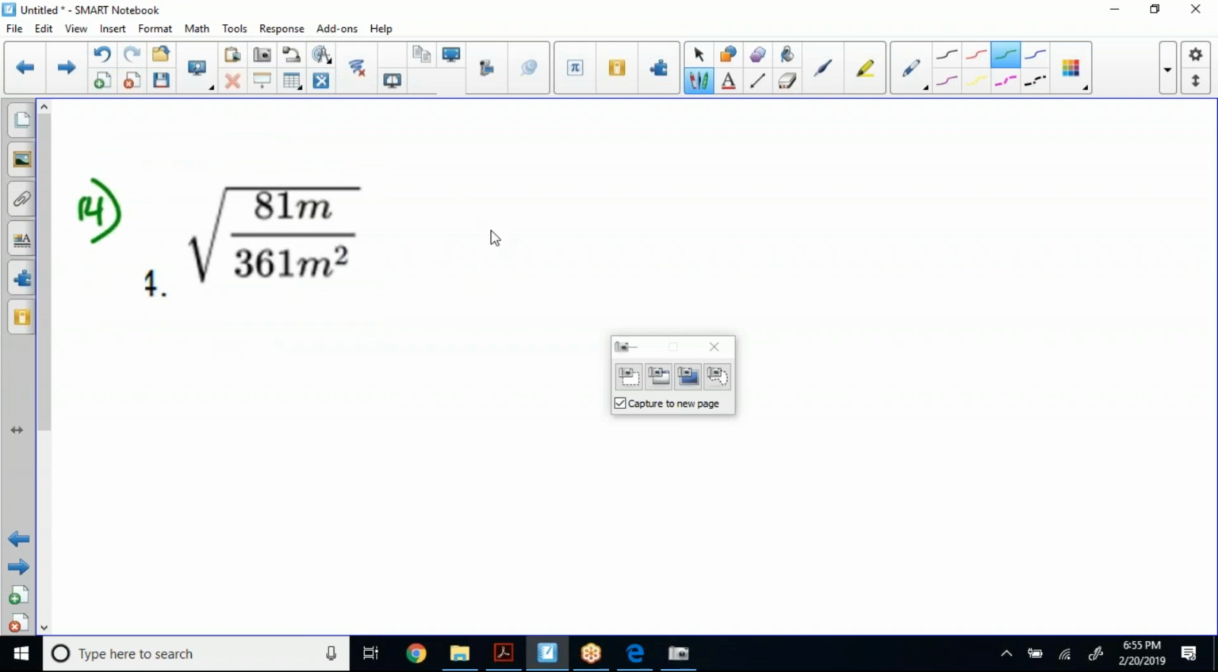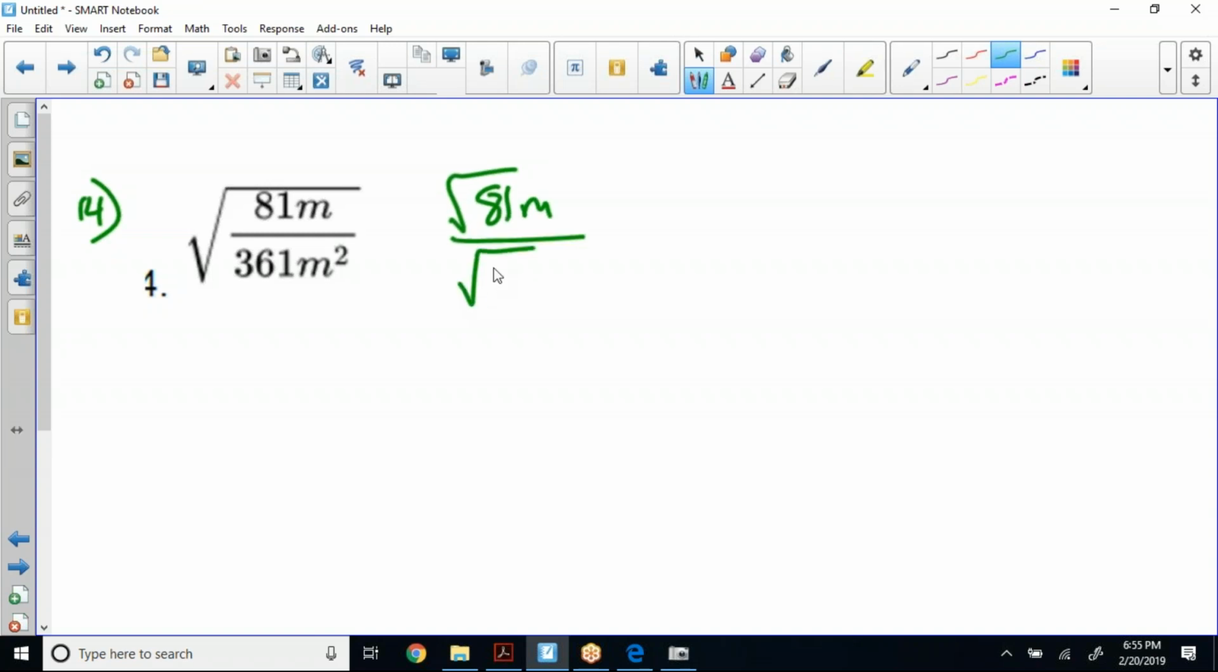That's number 14. First off, 81 is a perfect square, right? 361, that's a perfect square as well. If I think about this, that's 19. It's 19, right? So if you do it like this, go ahead and split it. Then that's going to give me 19m over 9 square roots of m.